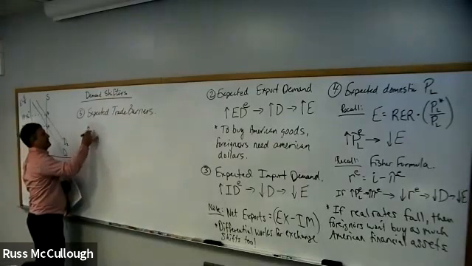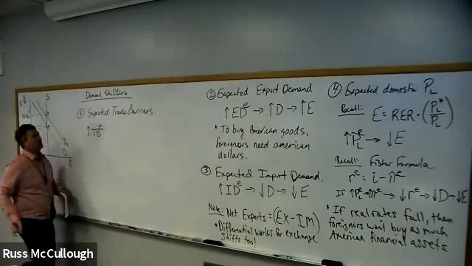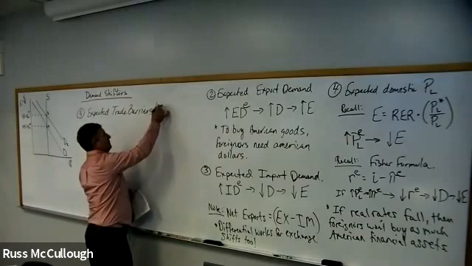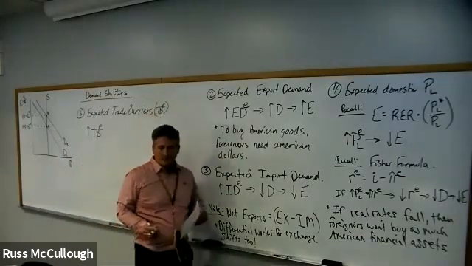So an increase in trade barriers expected, all these TBEs here. What do you call TBE?